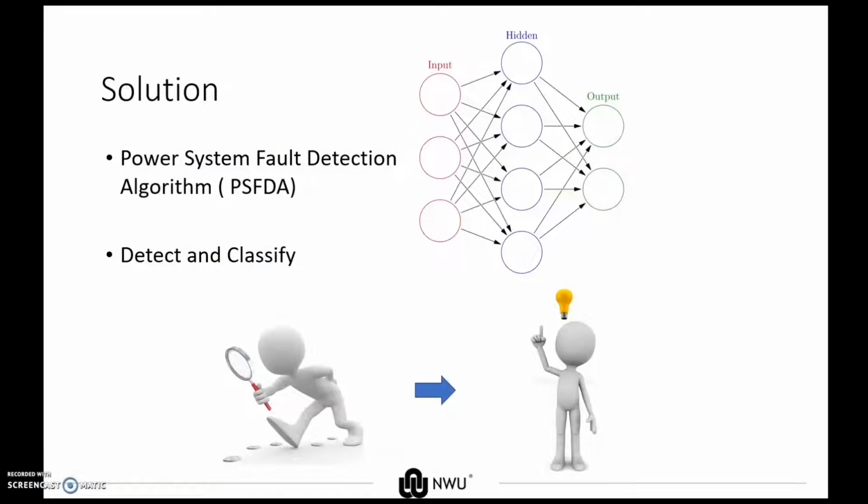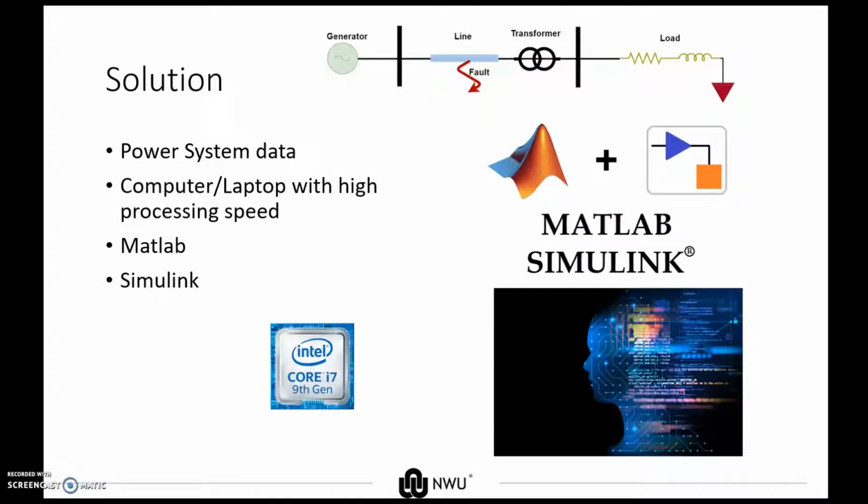The solution to this problem will be to develop a power system fault detection algorithm that can detect electrical faults and notify the safety personnel in a short amount of time. Resources needed for the solution are quality power system data, a laptop with high processing speed, and the combination of the MATLAB and Simulink software.